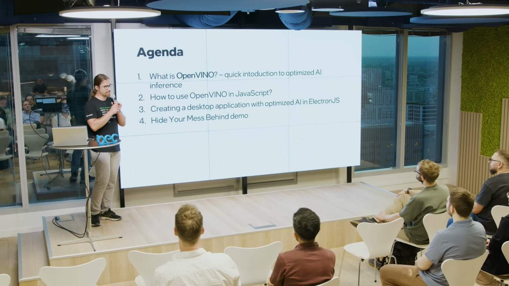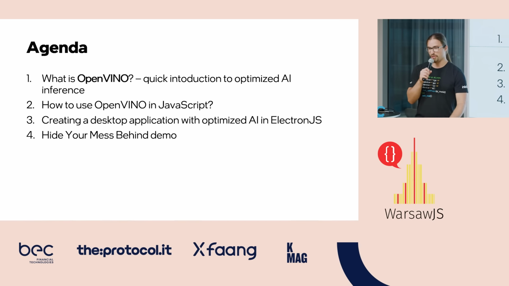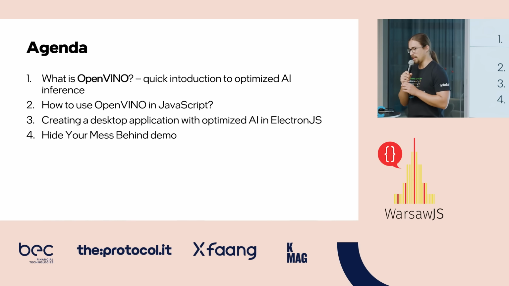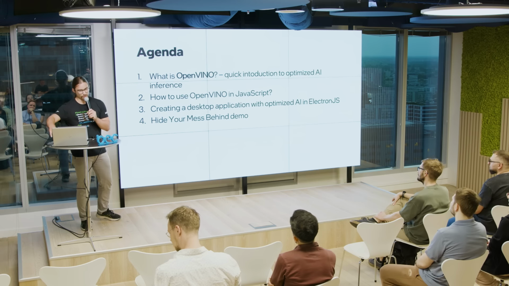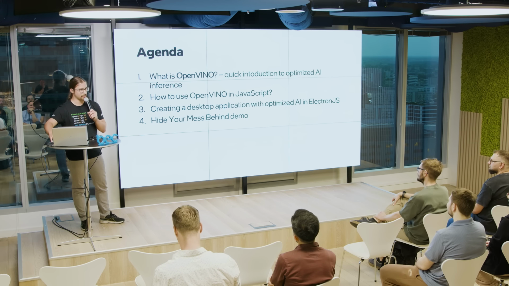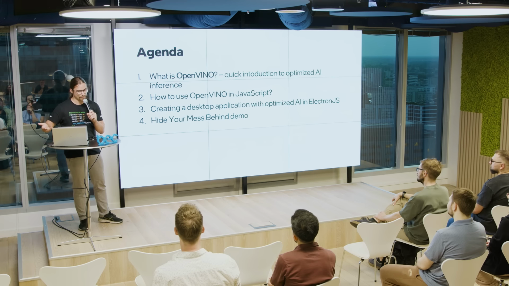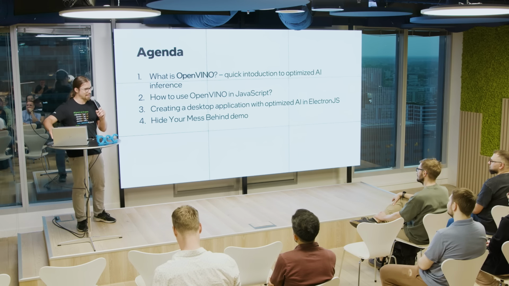So what is the agenda for today? First, I'll introduce you to OpenVINO to make more than one person know what I'm talking about. Later, I'll tell you how to use OpenVINO in JavaScript, how to create a desktop application with optimized AI in ElectronJS, and if there's time, I will show you the hide your mess behind app. Now, today it was the change. Now it is not hide your mess behind demo. This is hide your mess behind app. This is like a last minute change, but it doesn't matter.